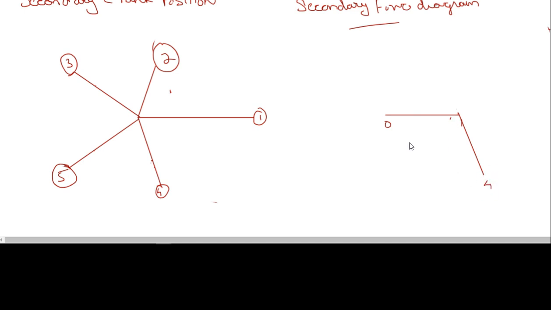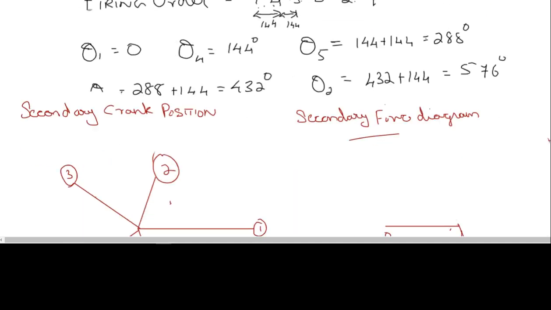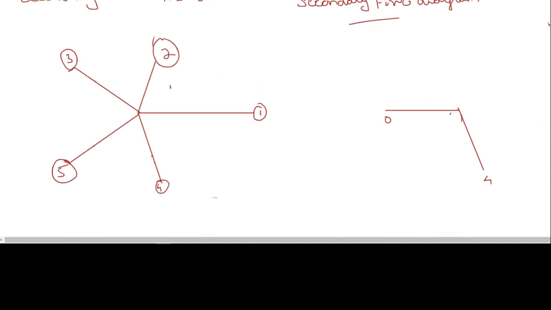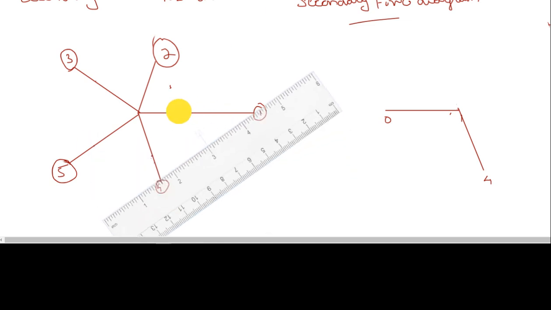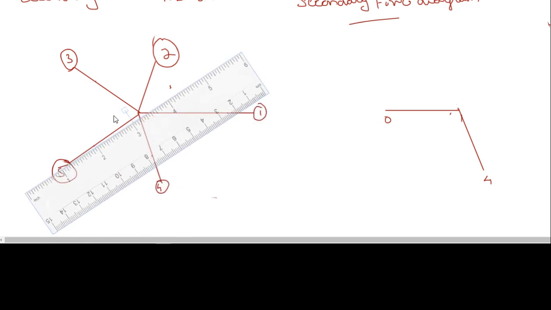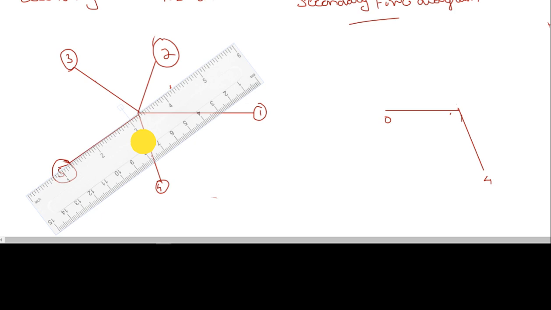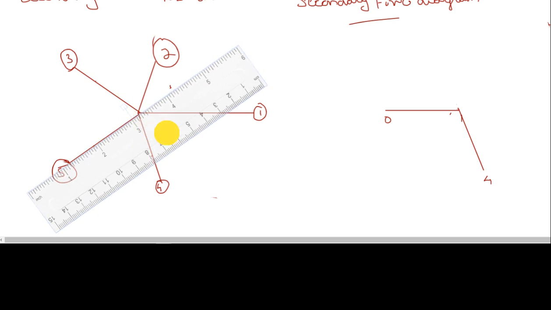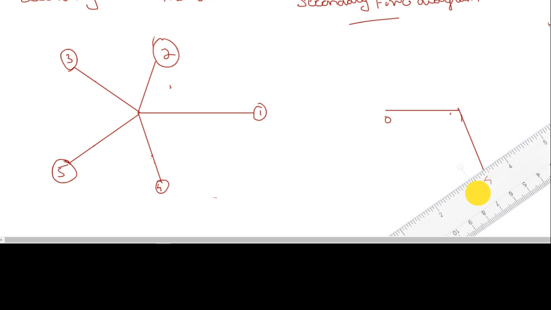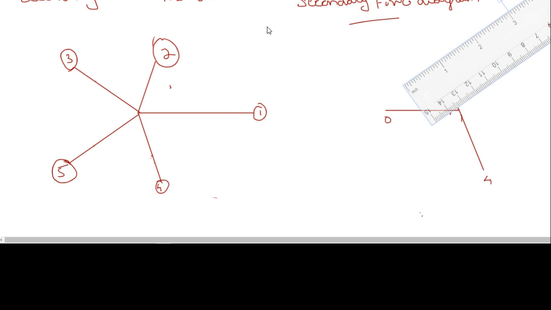And the next in firing order is 5. So 5 is at an angle of 216, or you can make it from this one. Take the ruler, align it properly with the fifth position. So that will be the fifth line. And that will be 1, 4, 5.